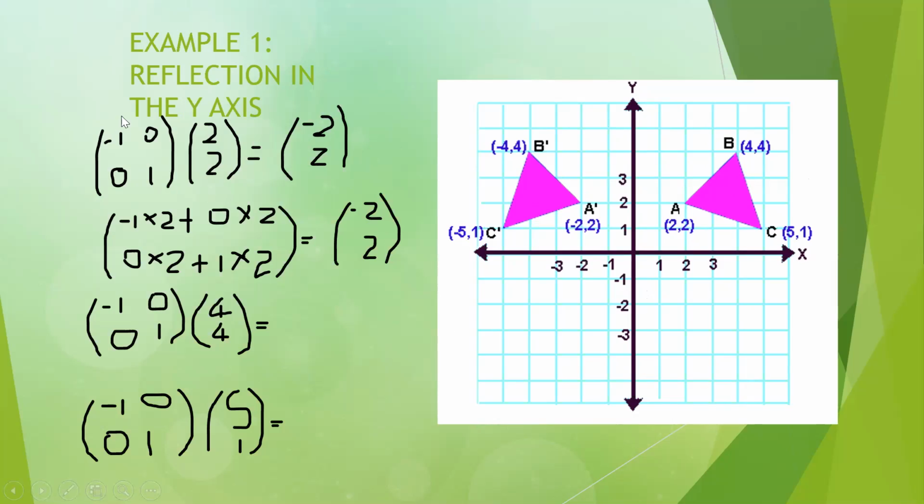What do we use? The transformation matrix for reflection in the y-axis. This is the correct transformation here for the y-axis. The -1 is first, 0, 0, 1. You always pre-multiply, meaning that you always put the matrix for the reflection or any transformation first, and then you put the points.